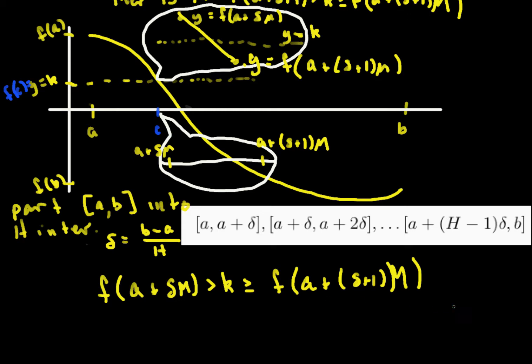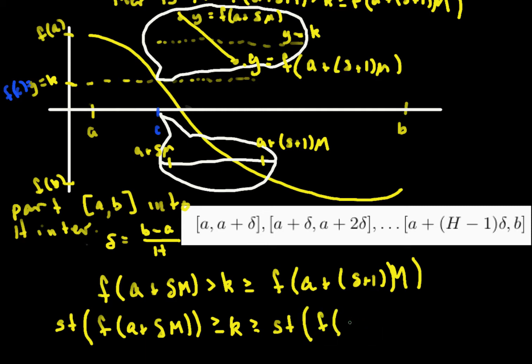Now I can take standard parts all the way across here. So the standard part of this value has got to be bigger than or equal to the standard part of k, and that's got to be bigger than or equal to the standard part of this guy. So the standard part of f of a plus delta m is bigger than, when I take standard parts, I could get pushed up to equality, so I've got to add that in, or equal to k, because the standard part of k is k, and this is bigger or equal to the standard part of f of a plus delta times m plus 1.